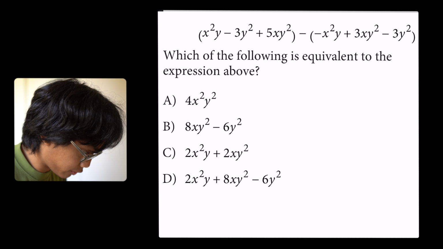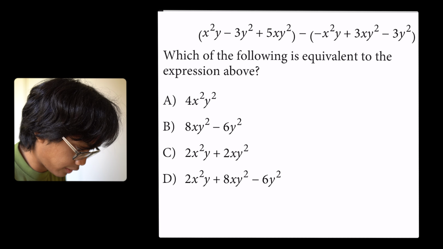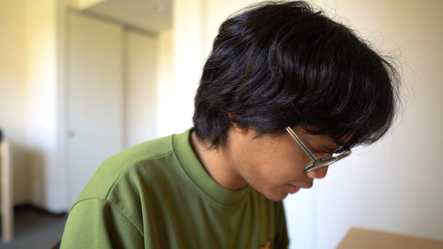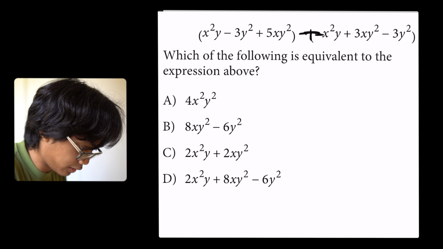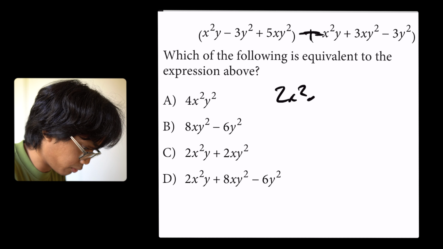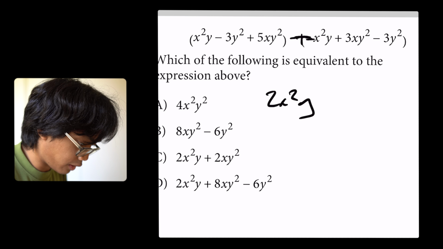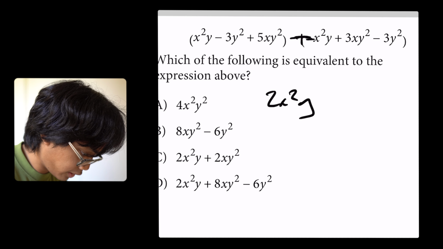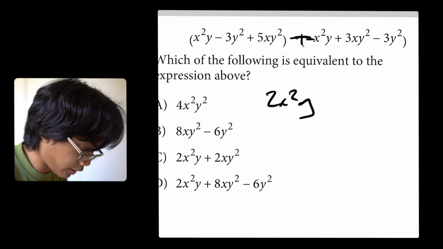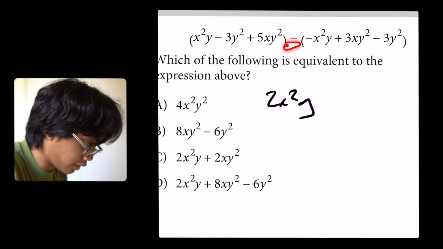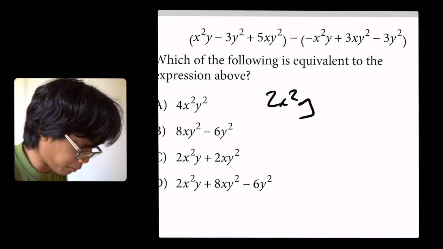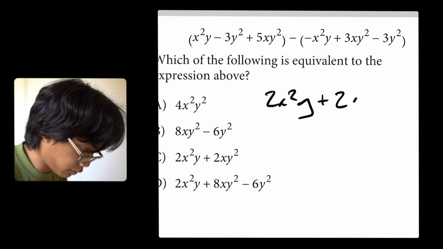x squared y minus 3y squared plus 5xy squared, minus negative x squared y plus 3xy squared minus 3y squared. So again, we're just going to be combining like terms here. So x squared y minus negative x squared y is going to be plus, so we're going to have 2x squared y. And then the 3xy squared is going to go with the 5xy squared. But since we have this minus here, it's going to be negative. So 5 minus 3, that's going to be 2xy squared.